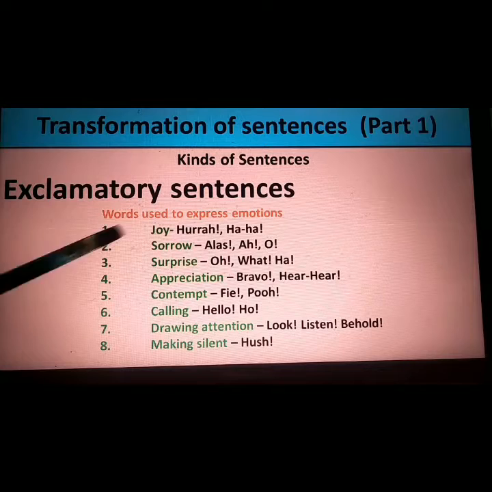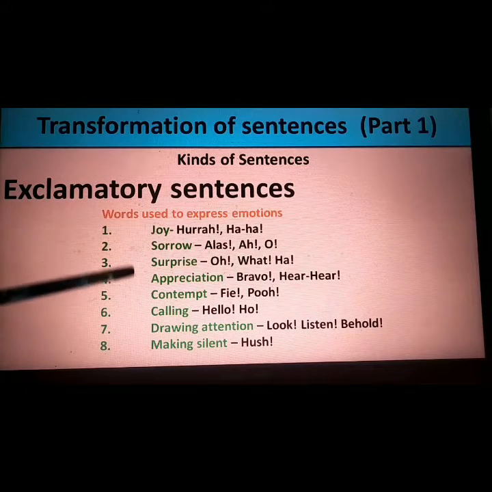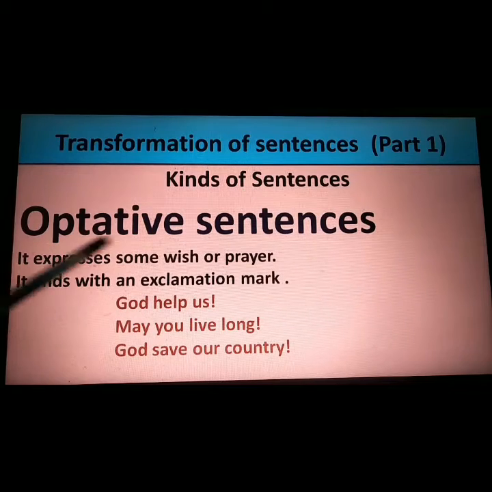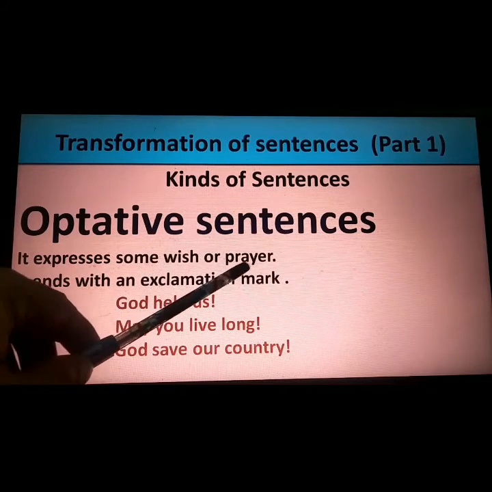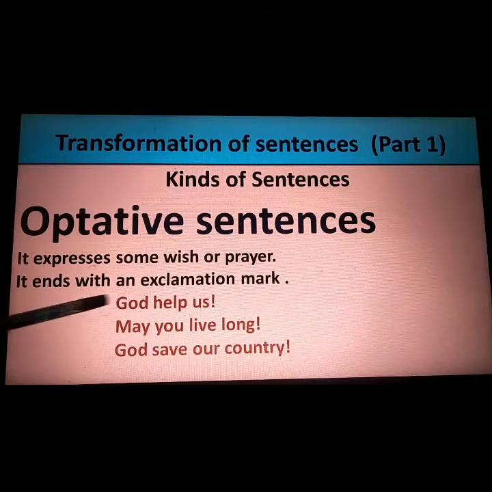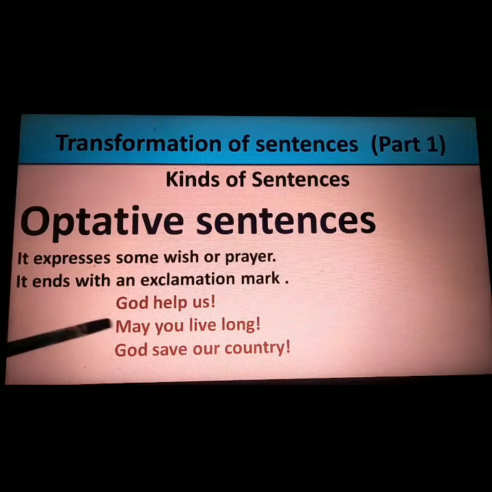It is very important that we pay attention to these words and the type of feeling that is being generated when these words are used. It will come in handy when we use direct and indirect speech. My dear friends, optative sentence expresses some wish or a prayer. It ends with an exclamation mark. Example, God help us. May you live long. God save our country. So all these are expressing some wish or a prayer. It can be a wish or it can be a prayer made to God.